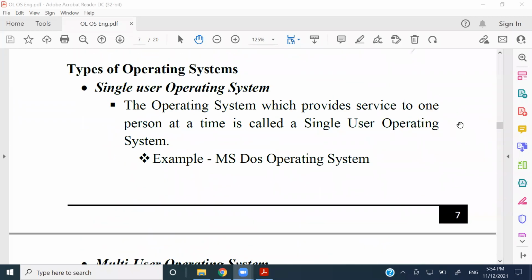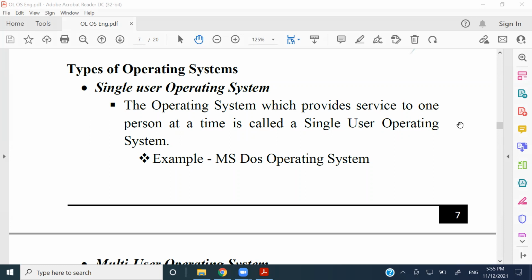So when we are talking about the types of operating systems, it has been divided into several different categories based on several different factors, right? So as the very first categorization, it shows you the single user operating system. Now it is based on the number of users that the operating system can be used by, right? So they have taken one category as single user operating system. So single user operating system means an operating system which can be used only by one particular user at a time, right?